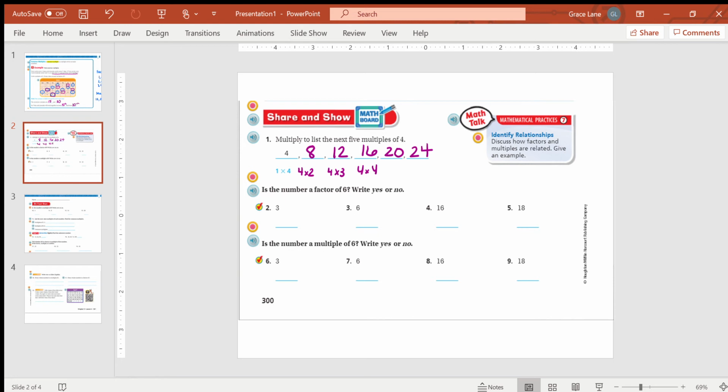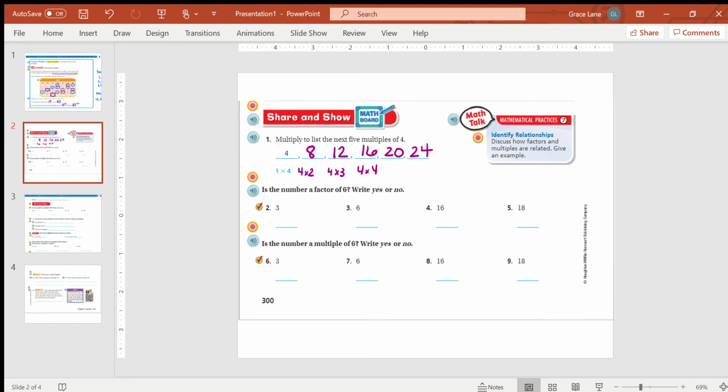Another thing, if you're using your multiplication chart, you should see that these numbers are the list of numbers in the 4 column or the 4 row. Those in your multiplication chart are all multiples.